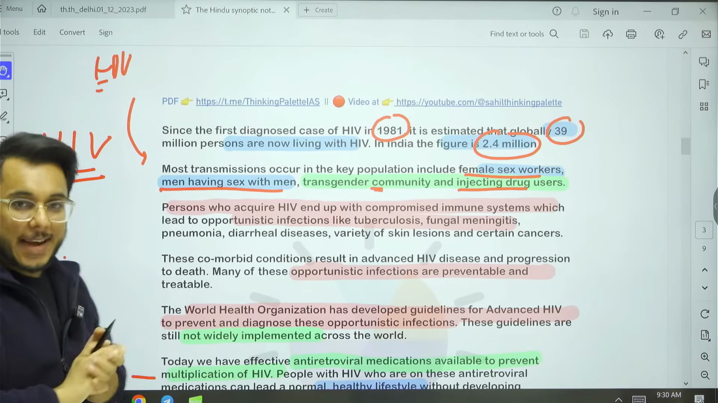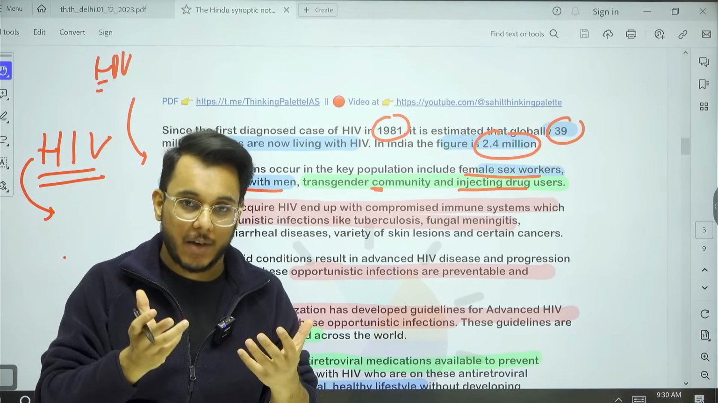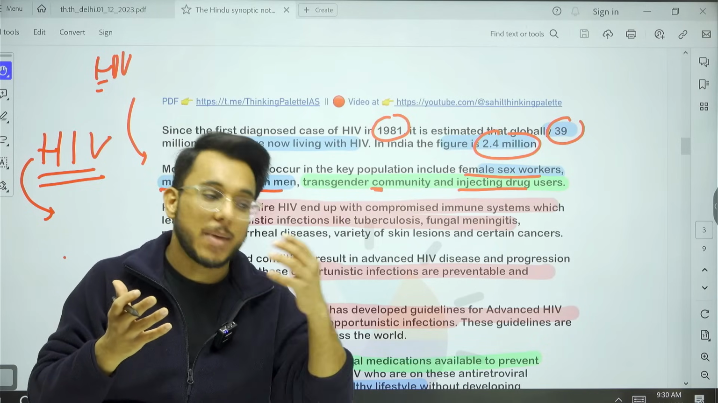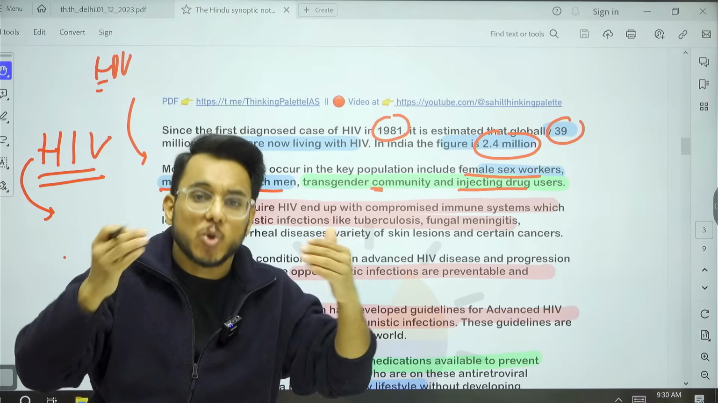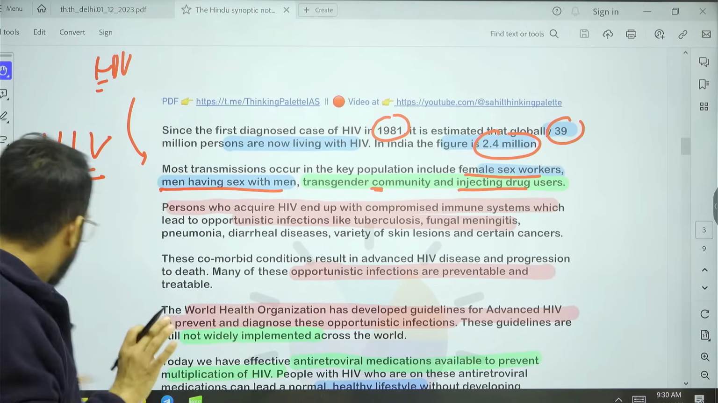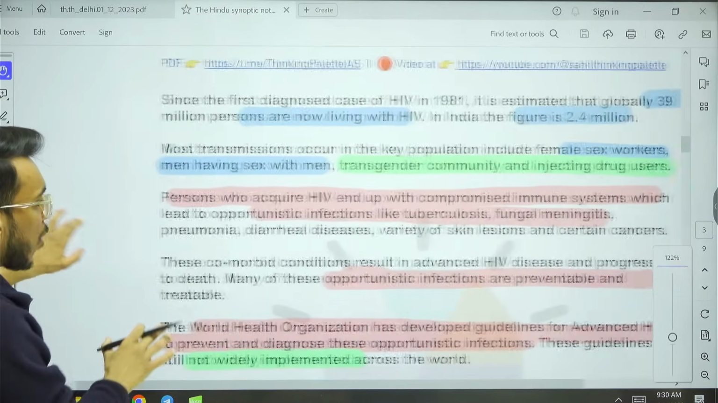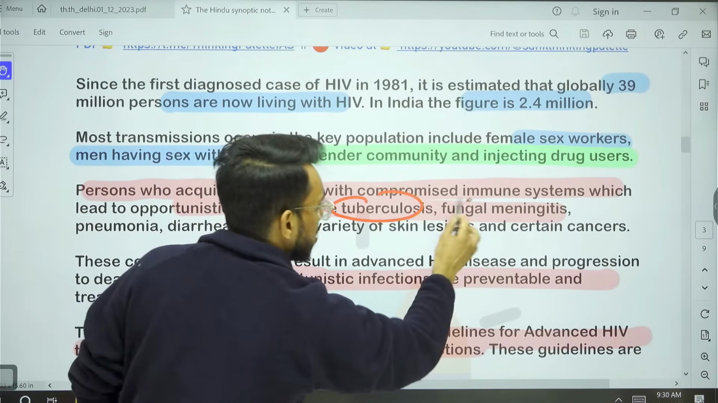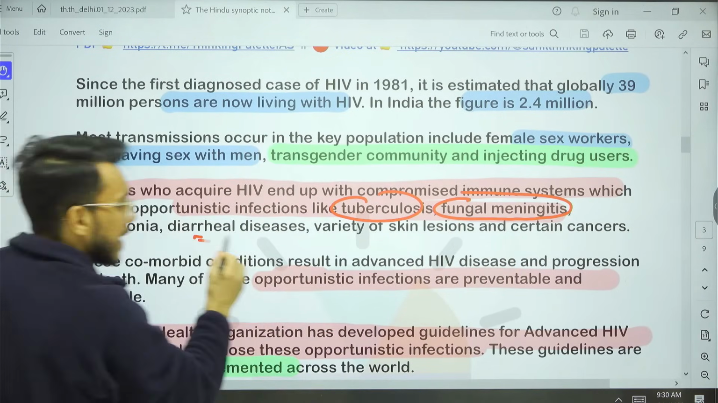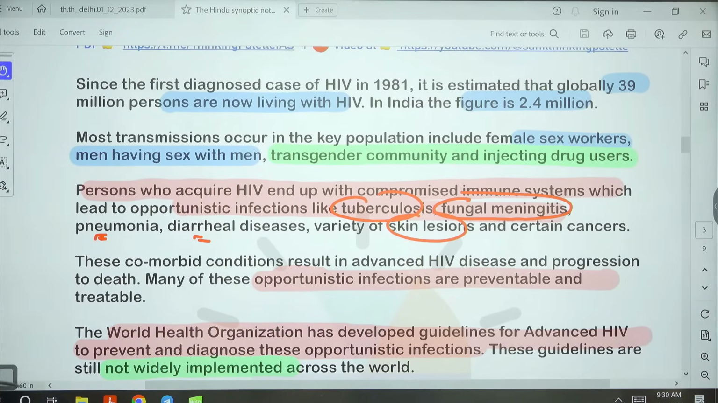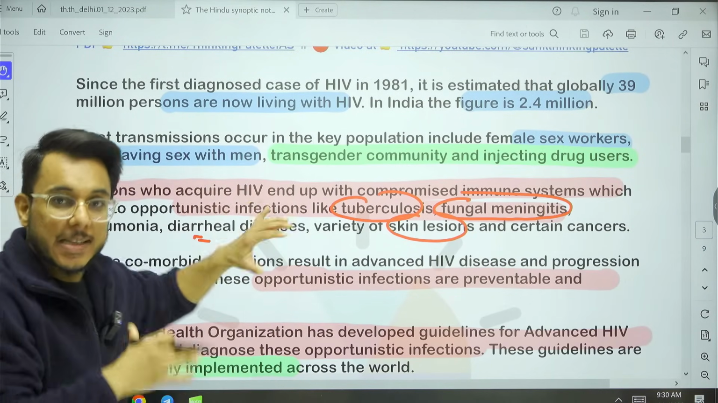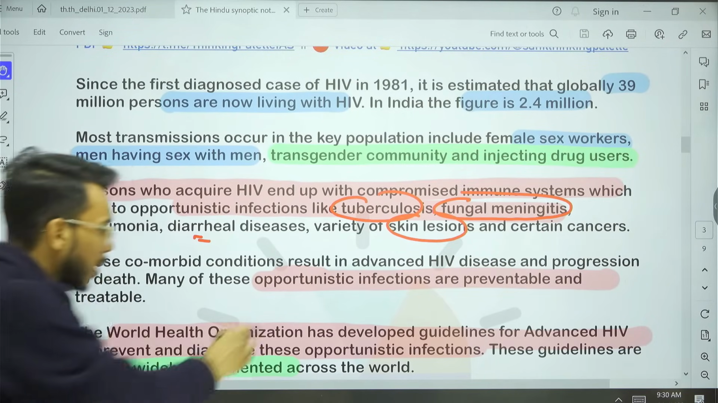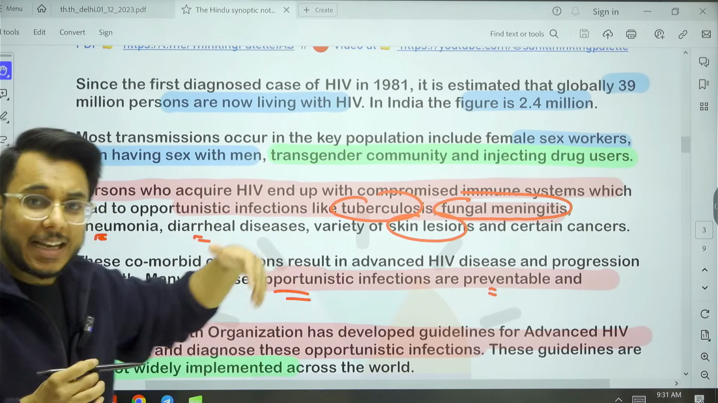Now, guys, any person who acquires the HIV virus faces suppressed immunity, or an immunity compromise, and because of this they become vulnerable to many common infections which usually will not impact a healthy person. They become highly susceptible to opportunistic infections, and these include tuberculosis, fungal meningitis, pneumonia, diarrhea, a variety of skin lesions, and even certain cancers which might not have impacted a healthy person, because their immunity gets compromised by HIV infection.